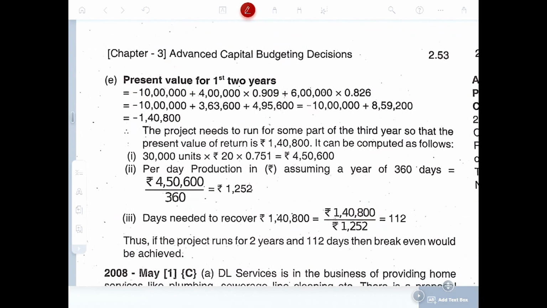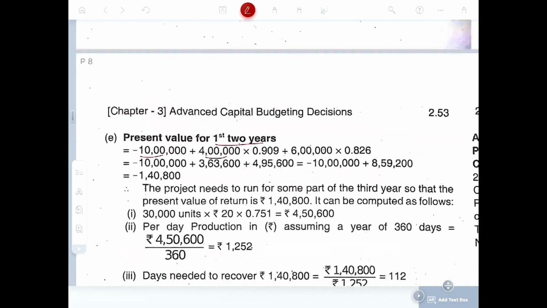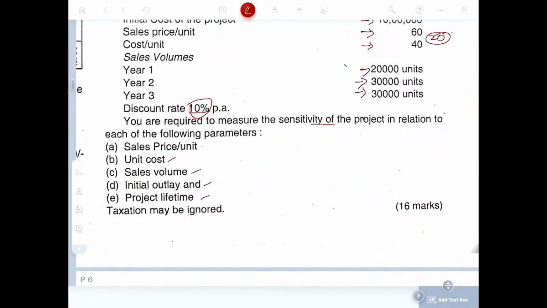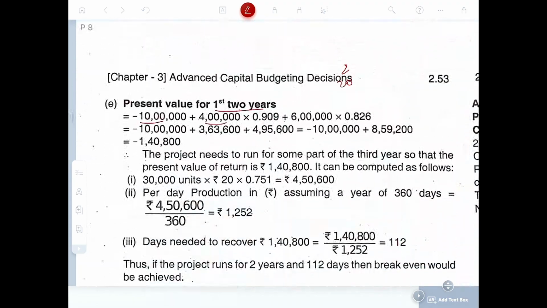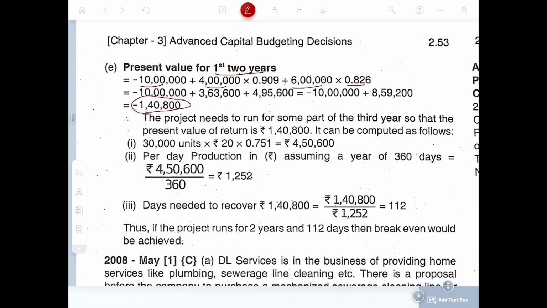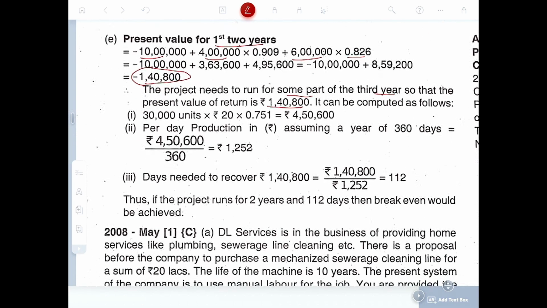Okay, present value for the first 2 years. Now 10 minus 10 lakhs, 40,000, 4 lakhs, all over 4 lakhs because sale we have now profit. 20,000 into 20, 40,000, 20,000 into 60,000. Present value at 10%. Now the outlay of 10 lakhs is 1 lakh 40,000 last. The project needs to run some part of the third year so that the present value return of 1 lakh 40,000 can be computed as follows: 30,000 into 4 lakh 50,000.